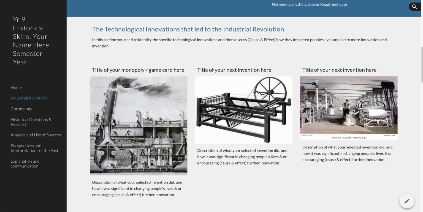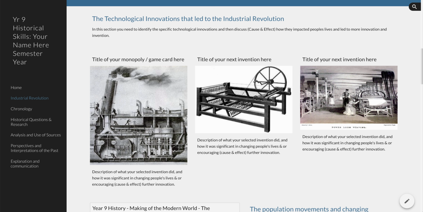The next section in historical knowledge is the technological innovations that led to the Industrial Revolution. This is pretty strong in all of the games that I was able to see. In this section, you'll need to identify the specific technological innovations and then discuss, giving you the opportunity to showcase cause and effect, how they impacted people's lives and either led to more innovation and invention.